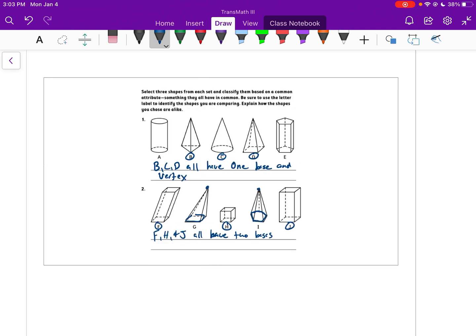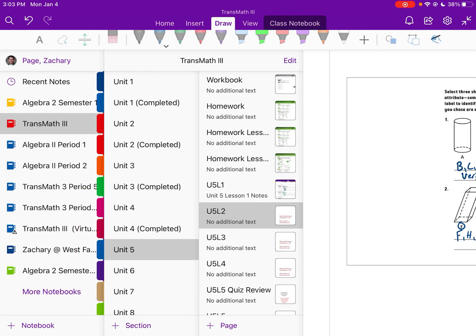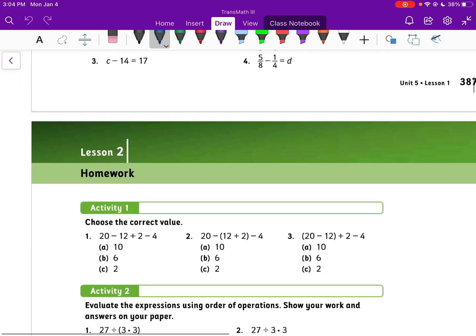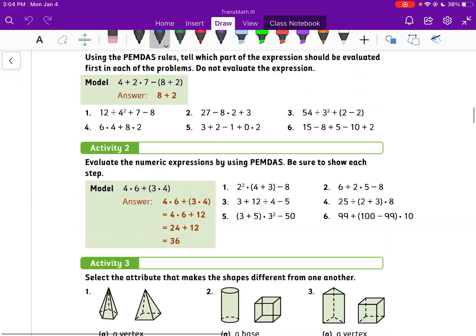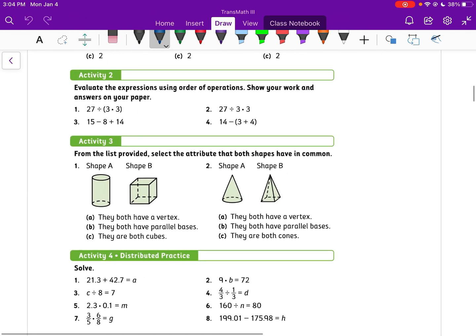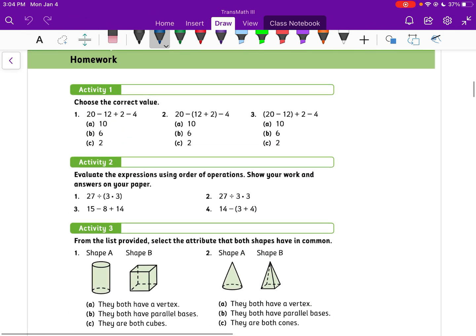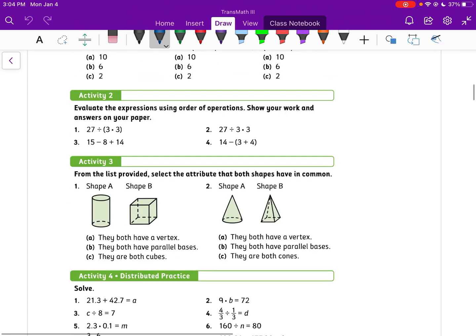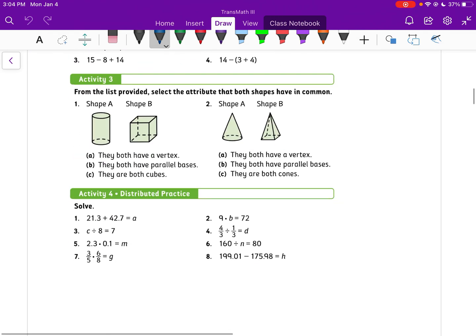All right, so that is Unit 5, Lesson 2. Your homework for this lesson, Lesson 2, is just the one page. Make sure you are choosing the correct value. So evaluate that numeric expression. Same thing with number 2. Multiple choice for activity 3 there, and then make sure we are doing our distributive practice.